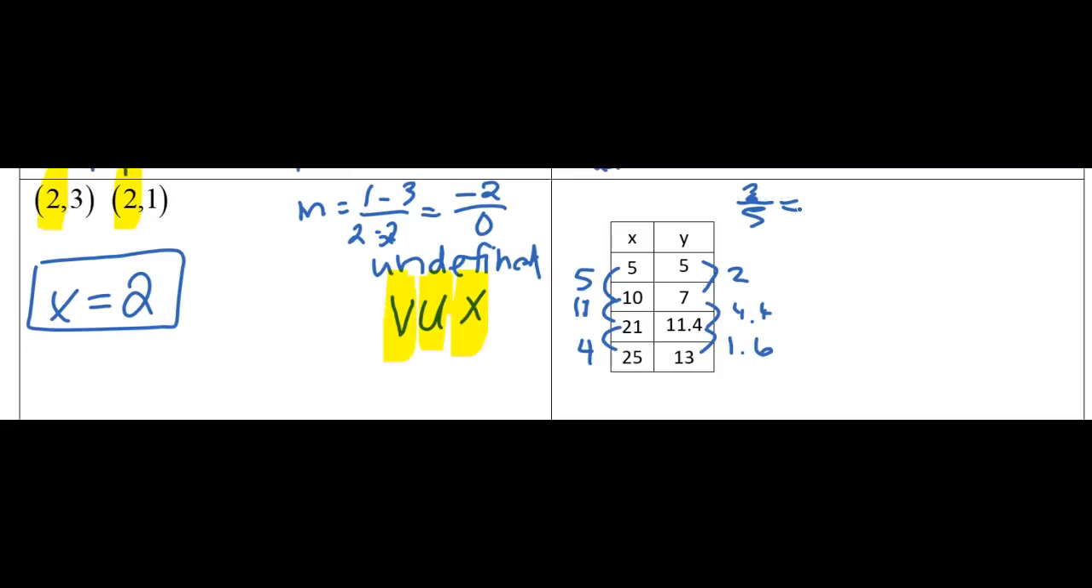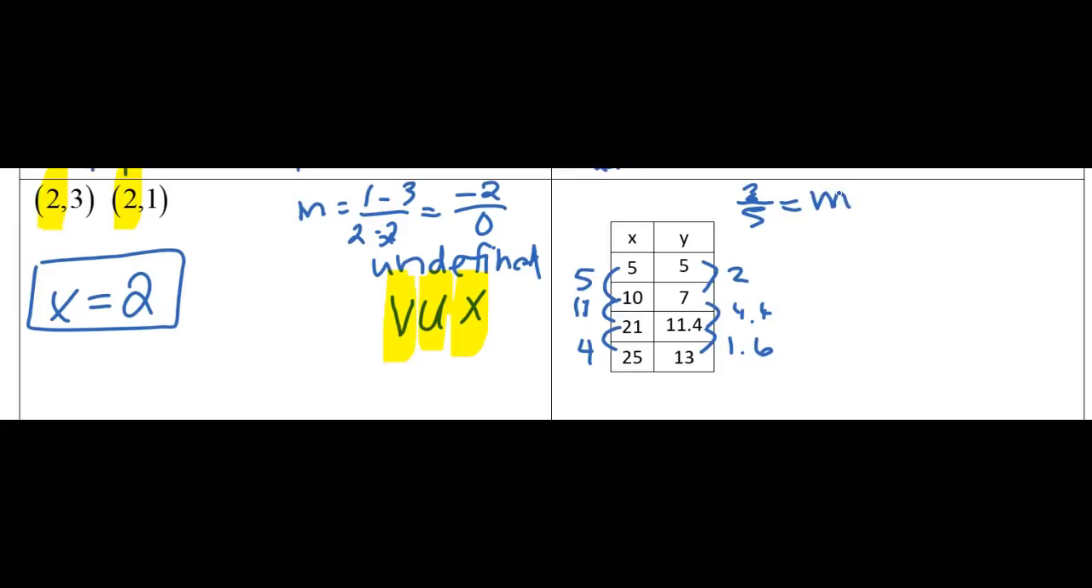4.4 over 11. Well, if you type that into your calculator, 4.4 over 11, we get 0.4, which changing back to fraction form is 2/5. And then 1.6 divided by 4 is also 0.4, which changes to 2/5. So 2/5 is my slope for this problem.